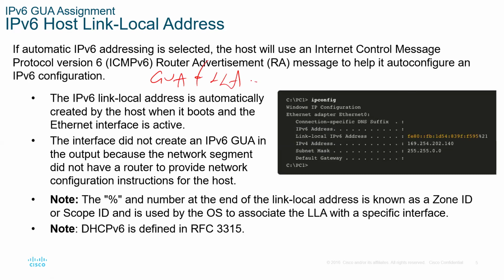The GUA being a global unicast address, which allows us to globally route across networks. Then the link local address allows communication within a local link. That said, we also introduced RA messages and RS messages, which are types of ICMP version 6 messages, which as well help us in the configuration of IPv6 addresses.